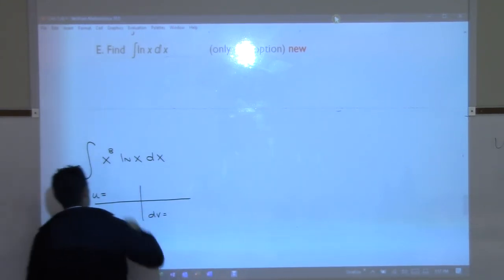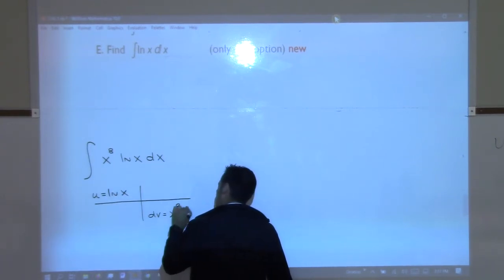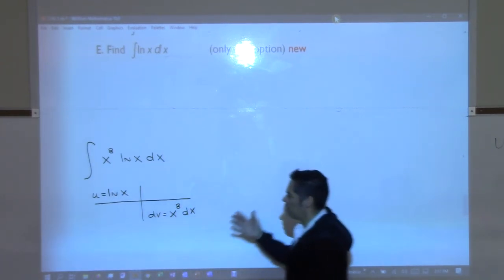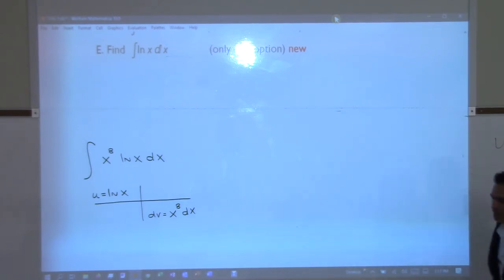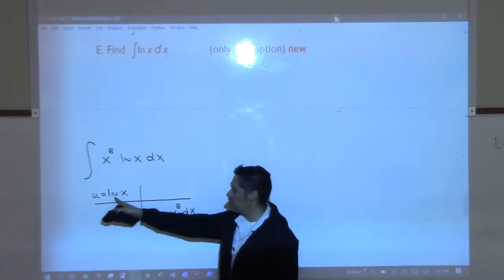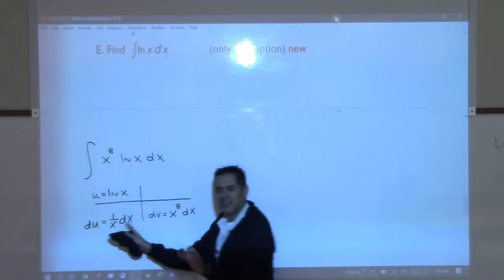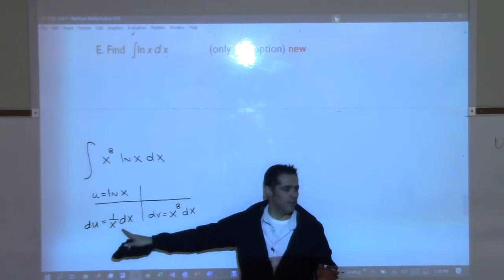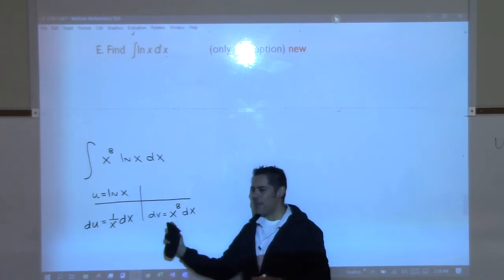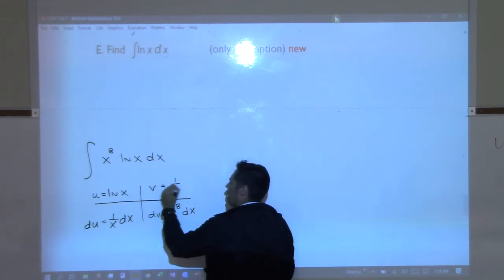So if we do the natural log x here, and the x to the 8th dx here, G, do you want to explain why this way is going to work now? Well, you won't have to do it 8 times, because when you take the derivative here, what do you get? 1 over x, dx. And now you're not dealing with any natural logs anymore, are you? And when we integrate this up, yeah, the power's going to go up. Big deal. It's going to go up to what? 1/9 x to the 9th?